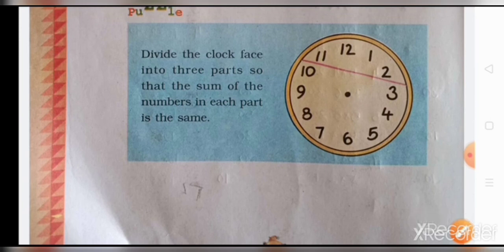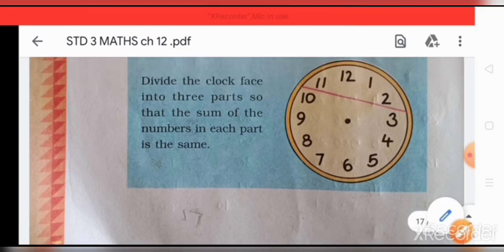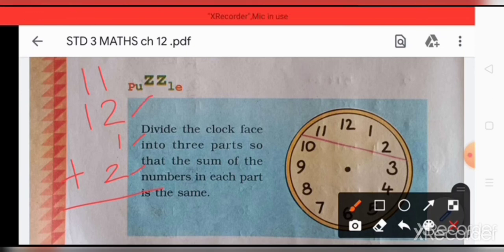Divide the clock face into 3 parts so that the sum of the numbers in each part is the same. First one is given here. This is the first one. Which are the numbers there? 11, 12, 1, 2. What is the sum of these numbers? 2 plus 3, 2 plus 1, 3, 3 plus 2, 5, 5 plus 1, 6, 1 plus 1, 2. Then what is the sum? 26.